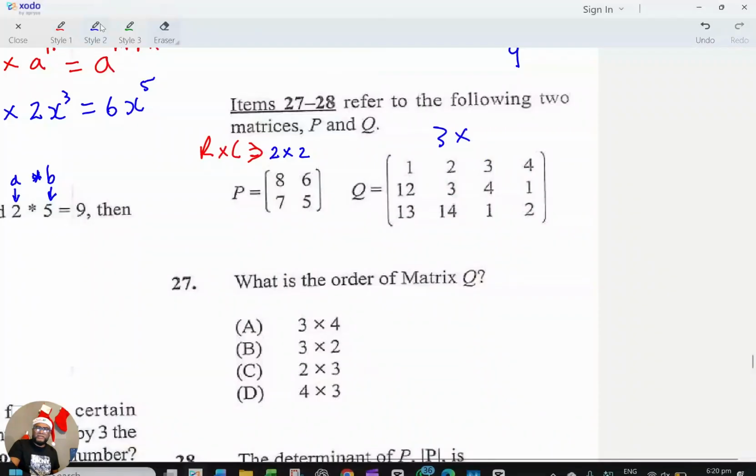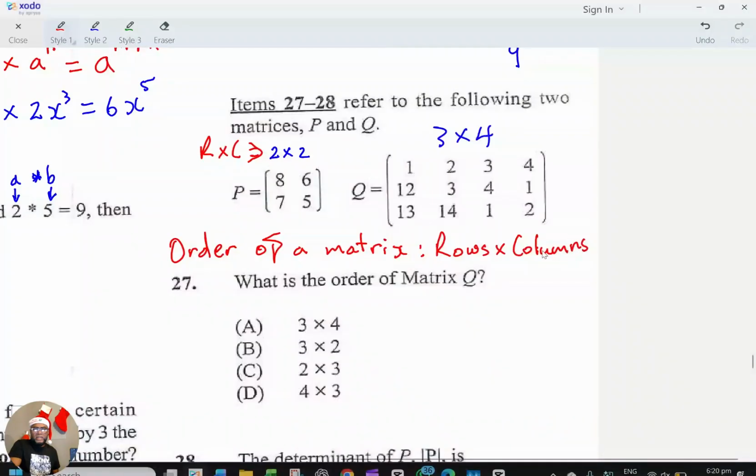That's actually the question for part number 27. They want the order of the matrix. So let's put it in red here. The order of a matrix will be given by the rows multiplied by the columns. That's how you write it: the amount of rows by the amount of columns. That's the order of your matrix. So 3 rows, 4 columns, so my answer here would be A.